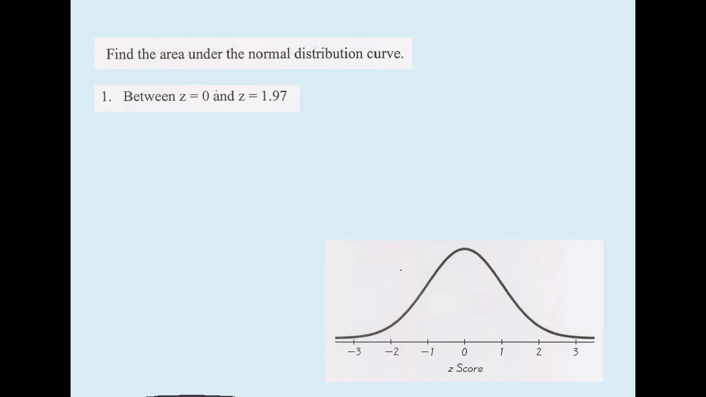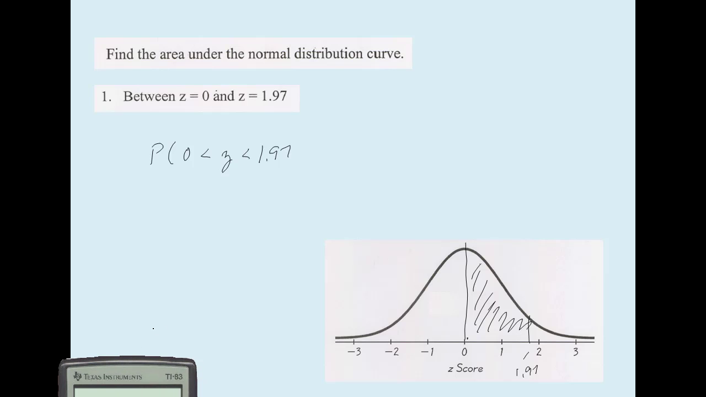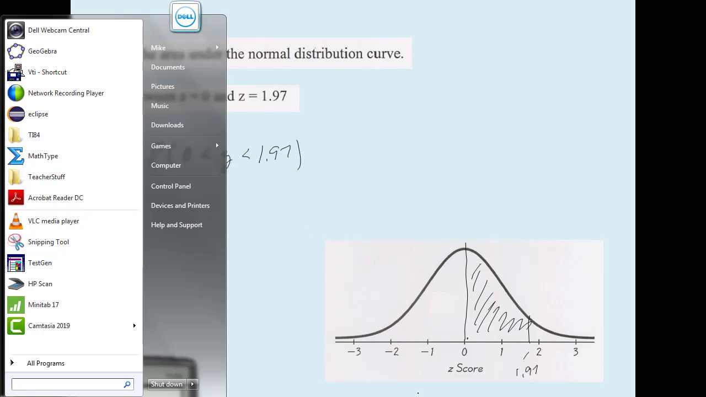So here we go. We want to look at a z-score between this. So this is the probability that 0 is less than z is less than 1.97. So I want to draw a picture of that. So here's 0. 1.97 would be right about there. And it wants to know this area under the curve. Well, to do that, I can use the table. I'm going to go get the table over here.